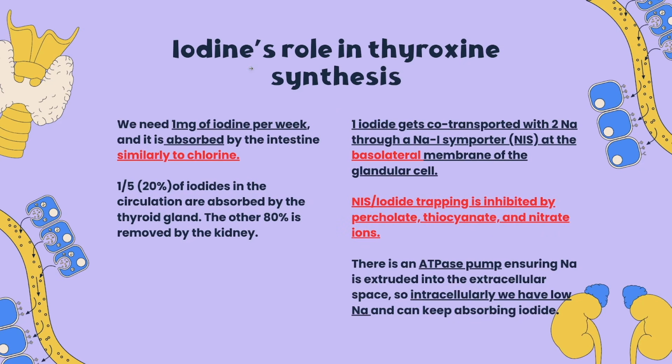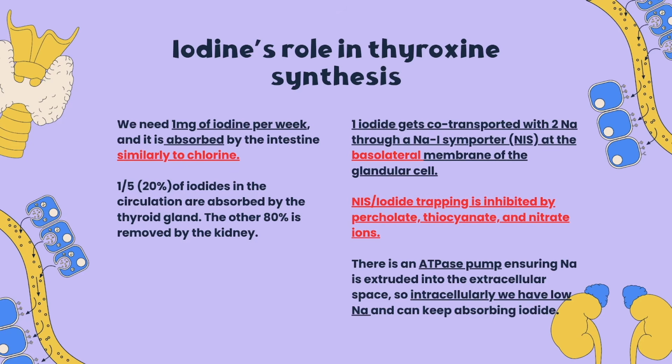Now, let's talk about the role of iodine in thyroxine synthesis. We need 1 milligram of iodine per week, and it gets absorbed by the intestine similar to chlorine. So whatever mechanism we use to absorb chlorine, we also use for the iodine. Obviously, we're going to have iodide circulating in the blood. 20% of that, or a fifth, is going to get absorbed by the thyroid gland, while the other 80% gets removed by the kidney. Now, how does the thyroid gland absorb it?